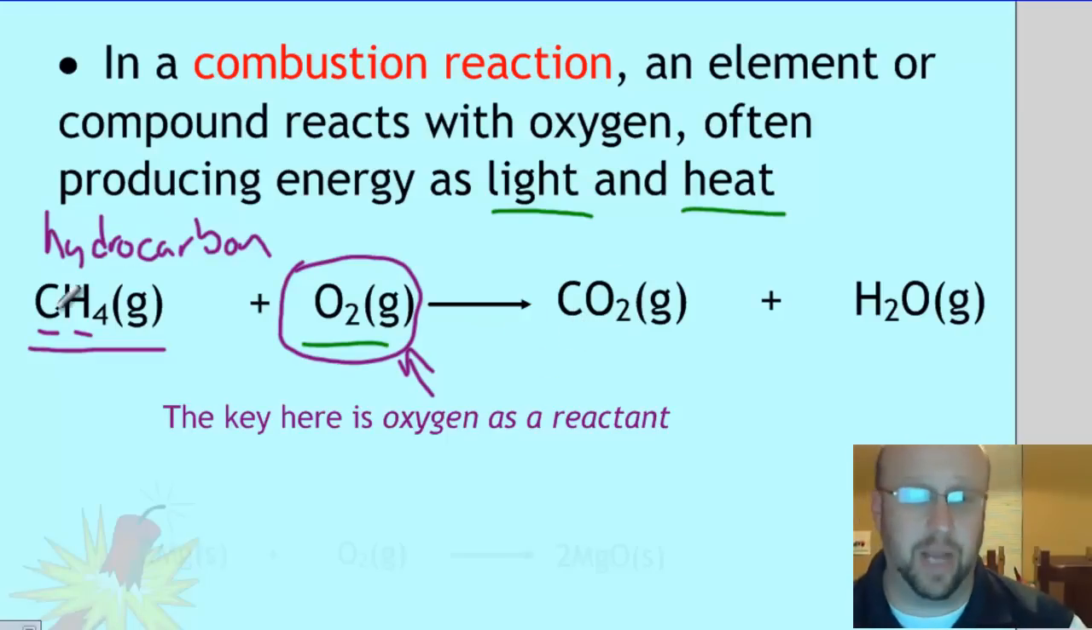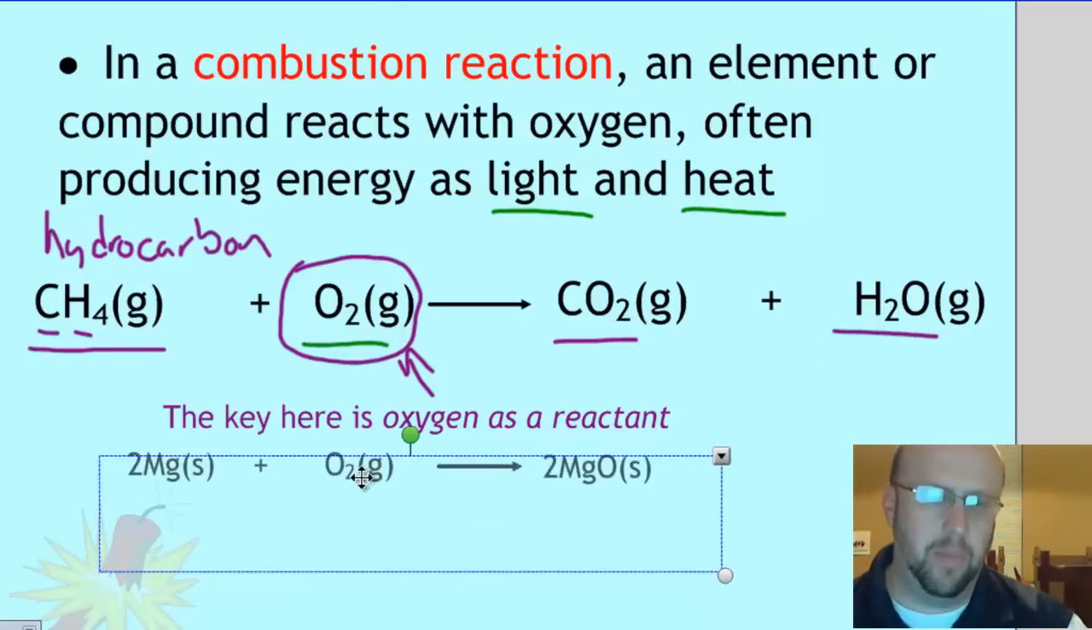If it's a hydrocarbon plus oxygen, then you always get these two products. Now, we're not going to worry too much about products right now, but this is what the products would be if it's a hydrocarbon plus oxygen. You always get carbon dioxide and water as your products.